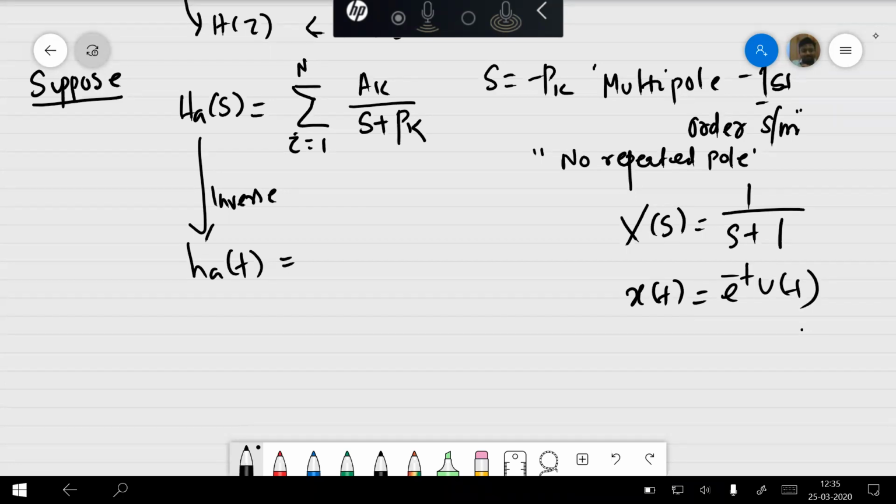If you remember your signals and systems, correct? Because the pole is at -1 here, pk is equal to -1, correct? So if that is the case, what will be the inverse of this, H of s?